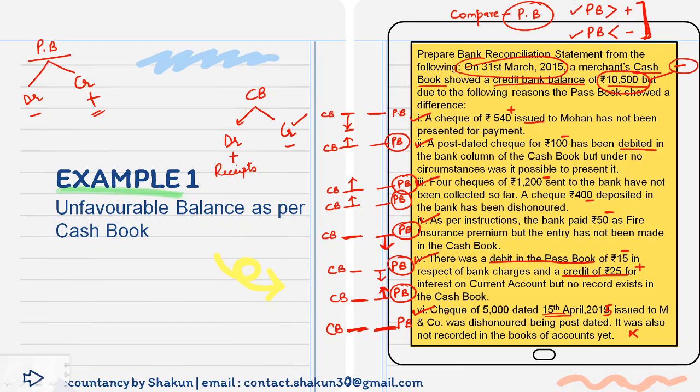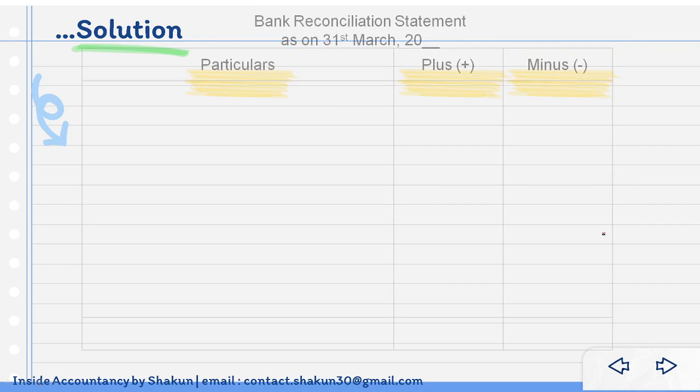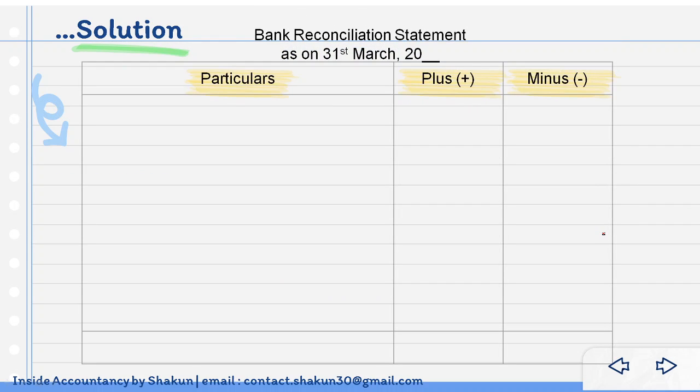So now let's have a look at how our question will look. I have already told you which amounts will be added and subtracted. I think we have only 540 and 25 in the add column, the rest are all negative items. Okay, so this is the format. It is very important to make the proper format. You must write "as on" here. It's a part of the format and your marks will be cut if you don't make proper formats.